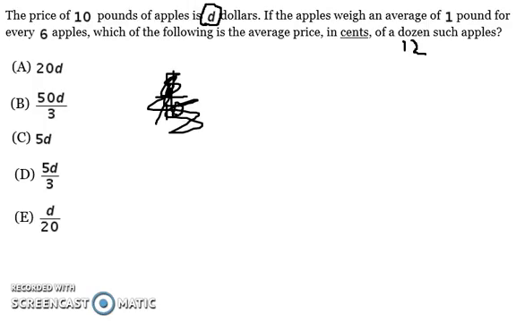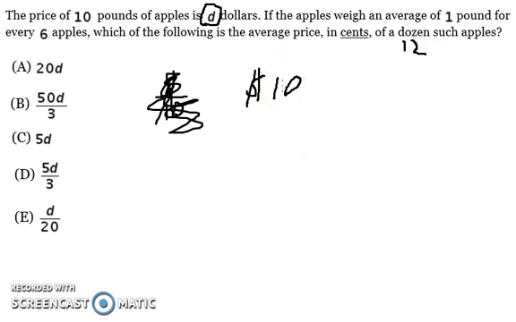So I'm just going to say that the price of 10 pounds of apples is $10. That makes it a heck of a lot easier. So we're going to plug in 10. It's $10 for 10 apples. We're going to plug in 10 for D. So that makes it pretty easy.